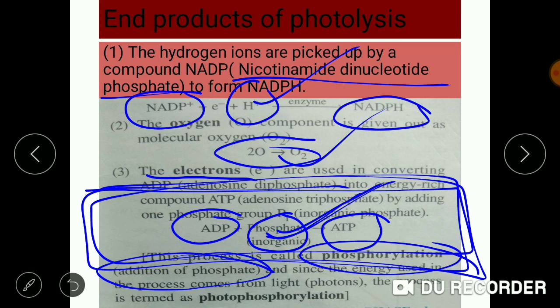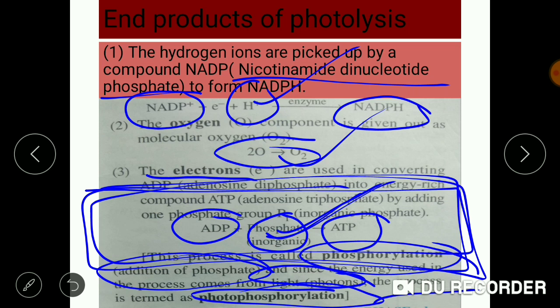Now, since this phosphorylation is taking place due to the photons of light, since the energy is coming from the light, because of the photons of light falling on the chlorophyll molecule, this process is also known as photophosphorylation, as the photons of light are involved in this.